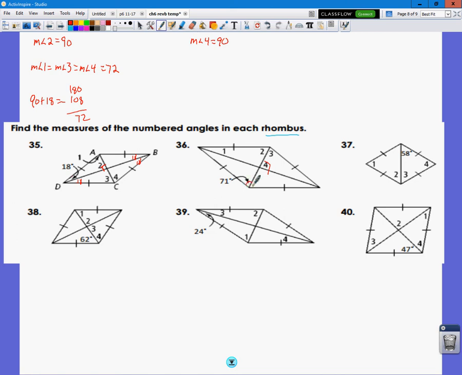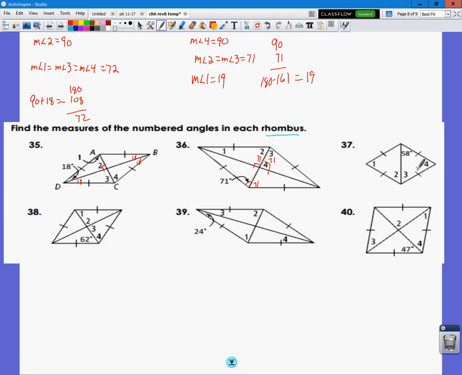If this is 71 degrees here, then this would be 71. Angle 2 would be 71. Angle 3 would be 71. So angle 2 is equal to angle 3 is equal to 71. Angle 1 I would find by taking 90 and 71, which is a total of 161 degrees, and subtracting it from 180, which means the remaining angle, angle 1, is 19 degrees.